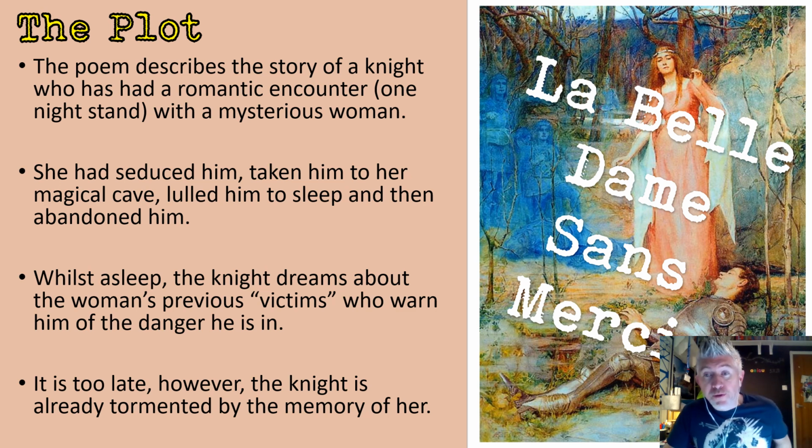Before we read the poem, I thought I'd just give you a little introduction to what the poem's about. The poem describes the story of a knight who has had a romantic encounter, what we might refer to as a one-night stand, with a mysterious woman. She has seduced him, taken him to her magical cave, lulled him to sleep, and then abandoned him. Whilst he was asleep, the knight dreams about the woman's previous victims, and they warn him of the danger that he's in.